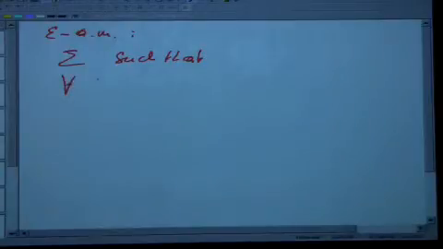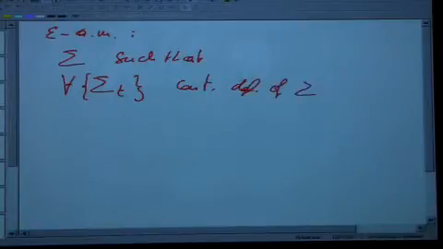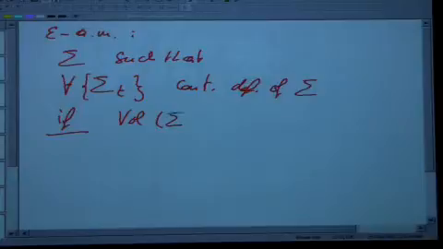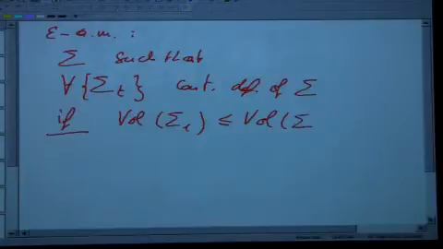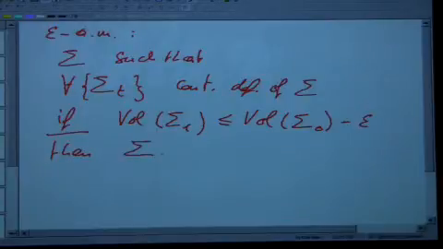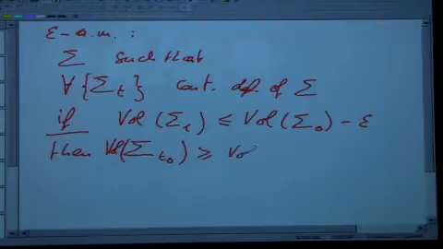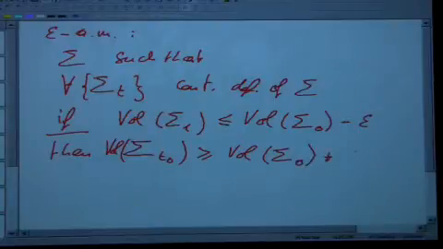So for every one parameter family of deformations of sigma, so let us say continuous deformation of sigma, if the volume of sigma 1, that is the final surface, is less or equal than the volume of sigma, which would be the volume of sigma 0, minus this epsilon, then somewhere along the path the volume was actually larger than the volume of sigma 0 plus epsilon divided by 8.